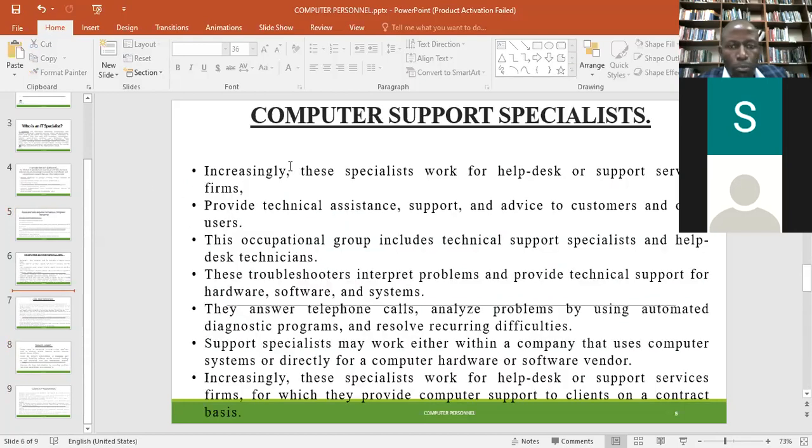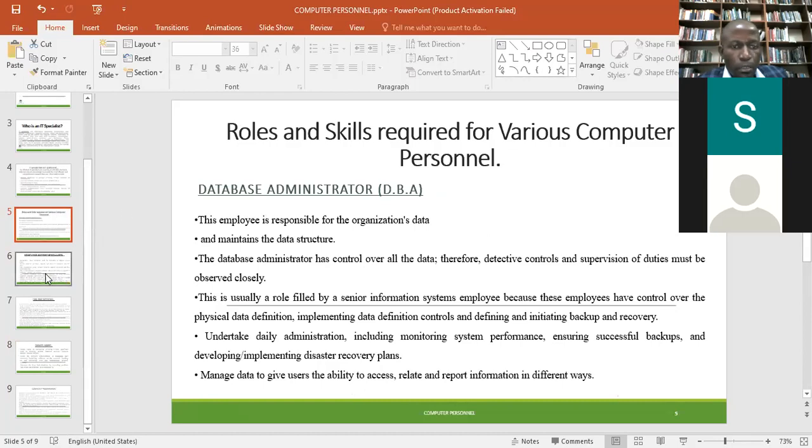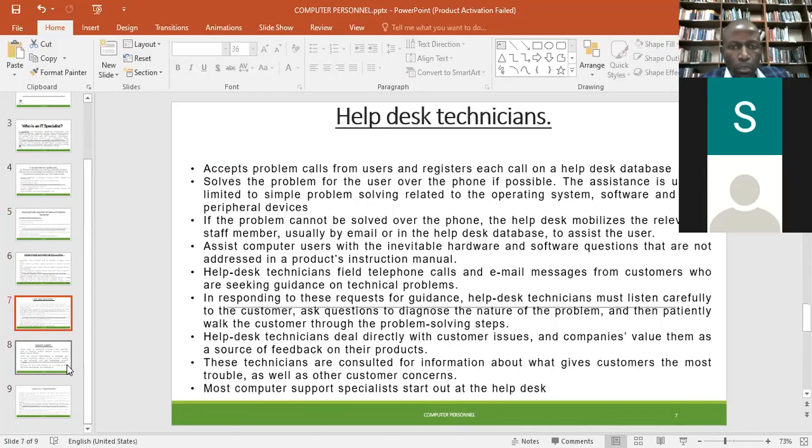I want to start with the most basic skills. We have the help desk technician.